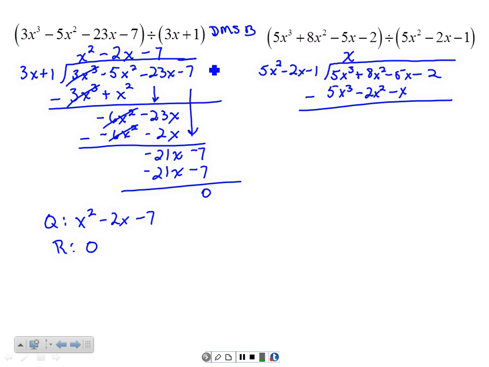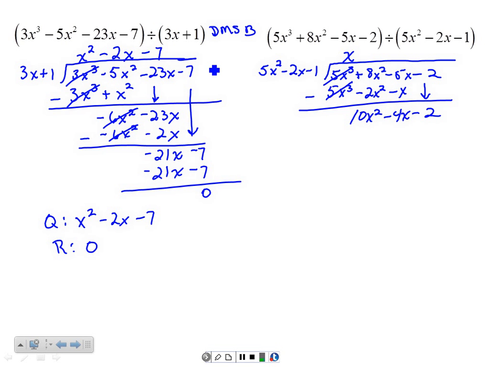And then if we subtract, 5x to the third minus 5x to the third goes to 0. 8x squared minus a negative 2x squared is going to be 10x squared. Negative 5x minus a negative 1x is going to be negative 4x. And bring down that negative 2.